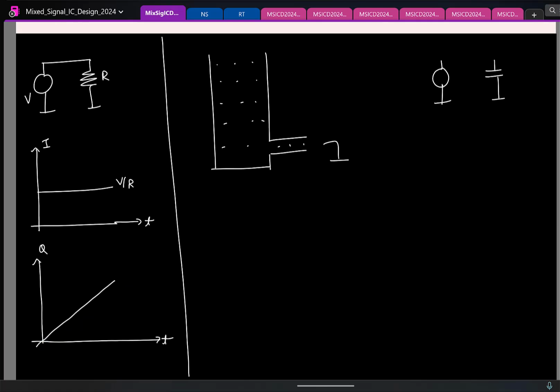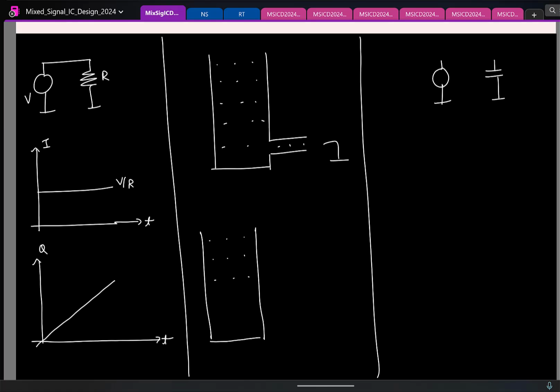Fine. Now I want to mimic the same setup using a capacitor. Right. So let's see. I have the same voltage source which is a tank with an infinite volume of water. Now how can I model a capacitor?